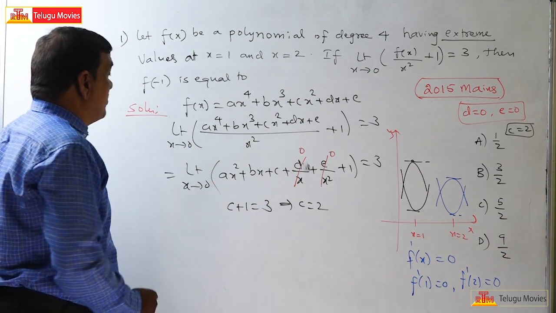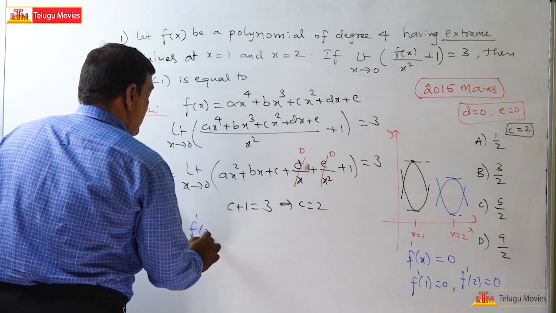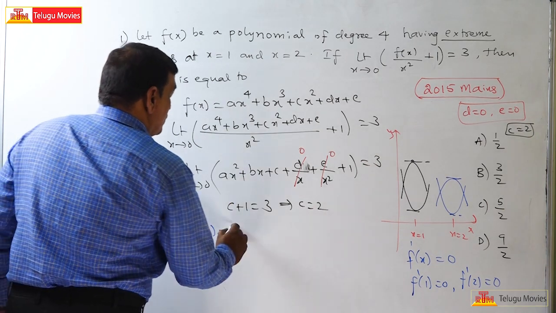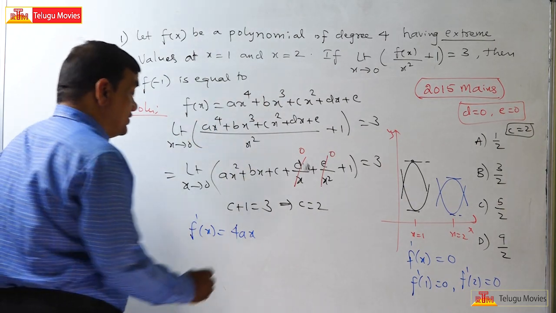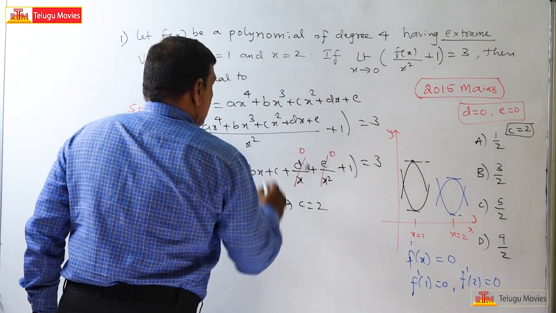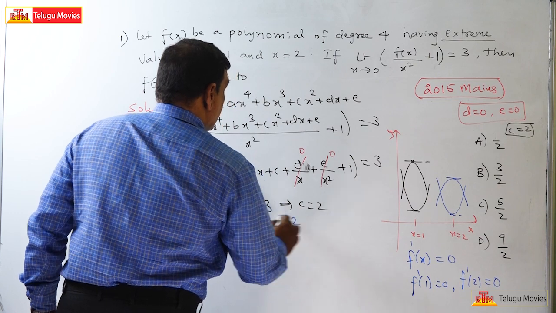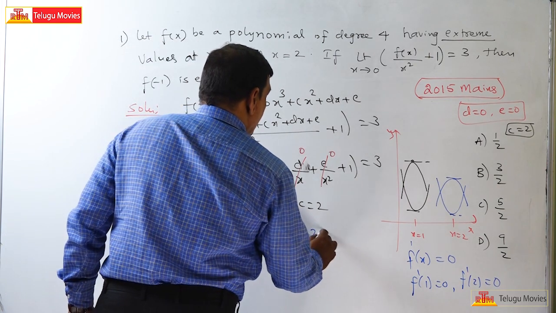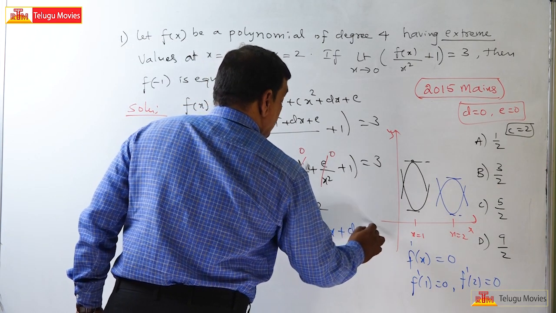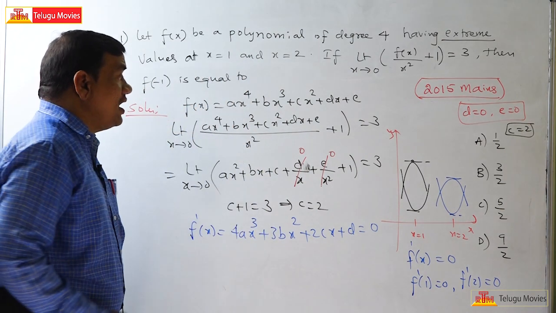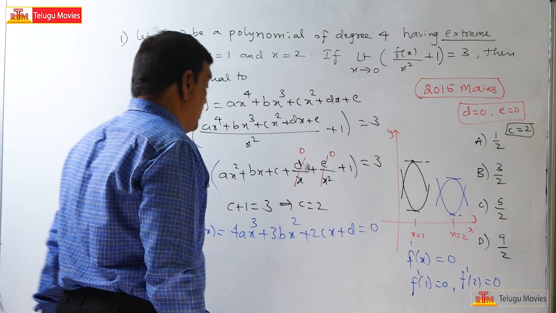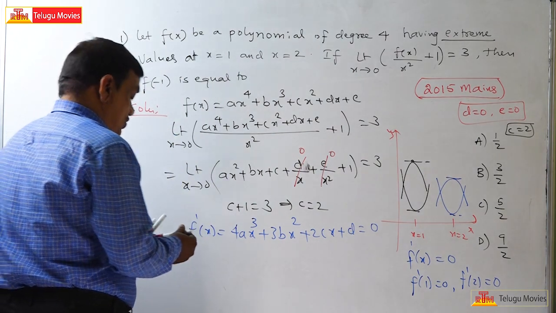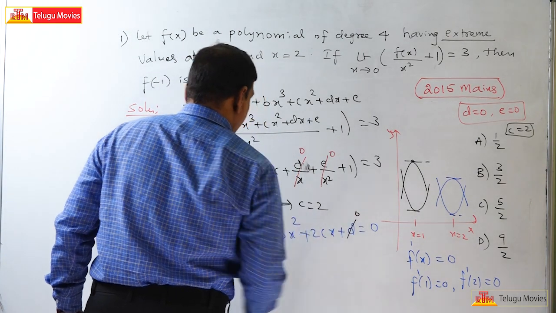Now what is f dash of x? This is f dash of x is equal to 4a x cube, the derivative of x to the power 4 being 4x cube, plus 3b x square plus 2cx plus d is equal to 0. Already we know the d value, e value and c value. Substitute here. Here the d value is 0.